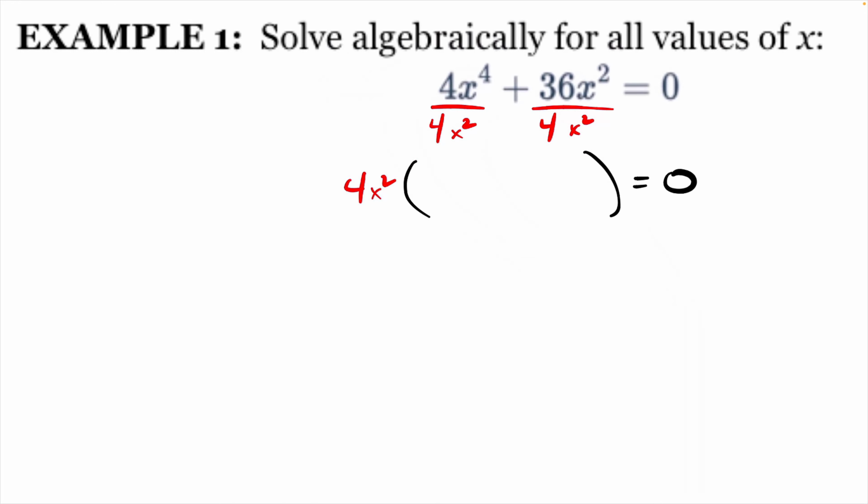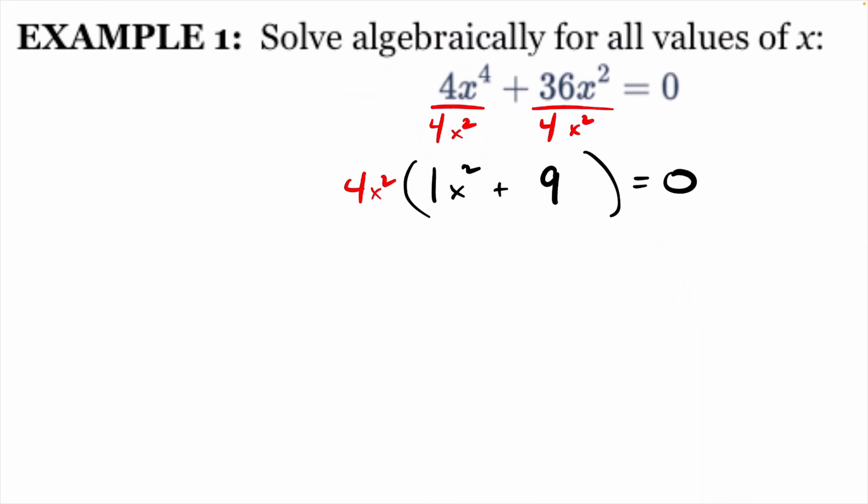Okay, 4 divided by 4 makes 1. You can put the 1 there, you don't have to. If I take away 2 powers, I have 2 powers left. Plus, 4 goes into 36 9 times, I have no more x's. Okay.